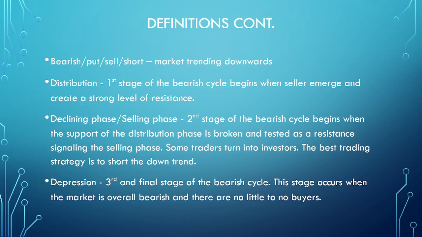The second stage of the bearish cycle begins when the support of the distribution phase is broken and tested as a resistance, signaling the selling phase. Some traders turn into investors, but the best trading strategy is to short the downtrend. Look how I said here, it begins when the support of the distribution phase, talking about that support resistance flip from the first video that we had last week.